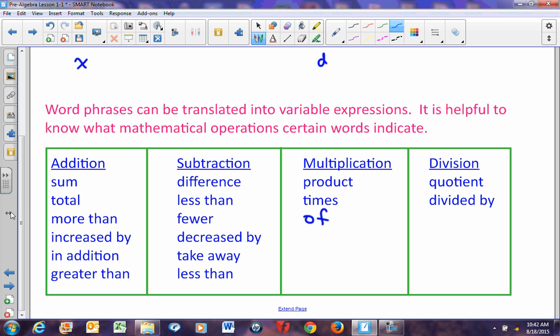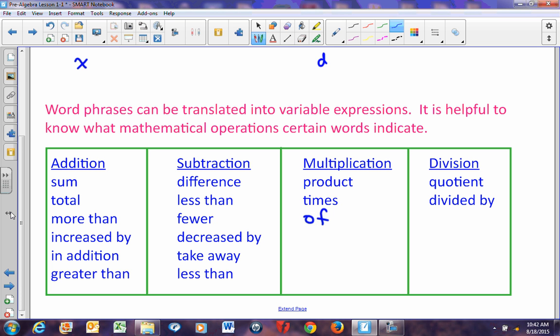In division, you have quotient, that's your mathematical term. Quotient is the opposite of product, it means you're going to divide. You can have the word divided by. You can have things like put into equal groups, separate into equal parts. All of that implies division.